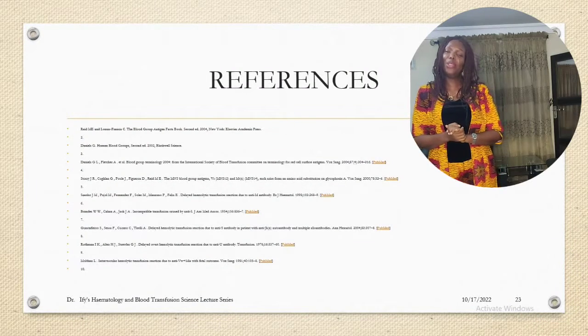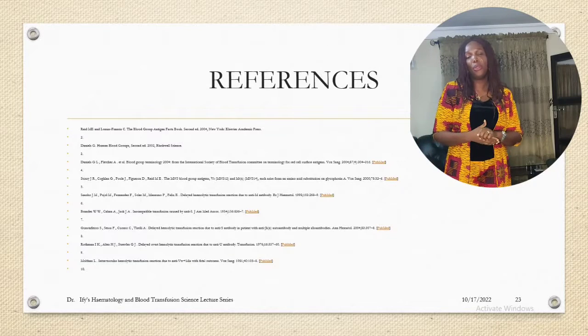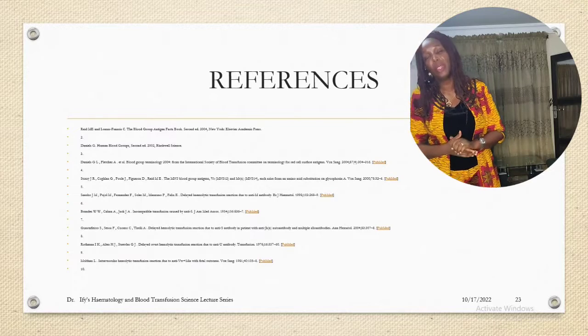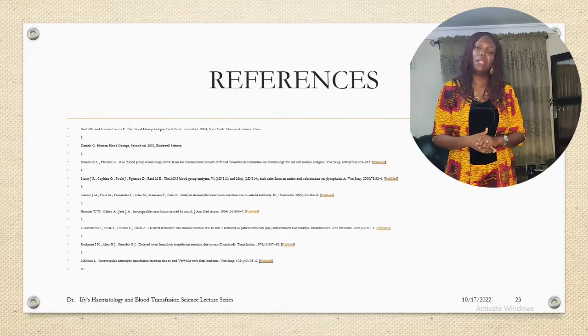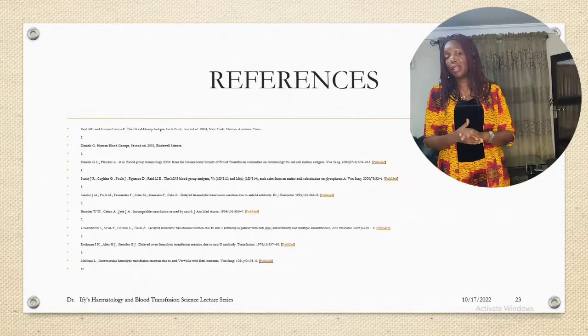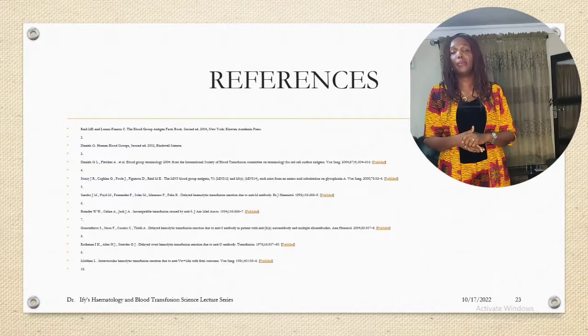I am sure that today you can give an overview of what the MNS blood group system is all about: the antigens that can be found in the MNS blood group system, the antibodies, their reactivity, and their clinical significance.